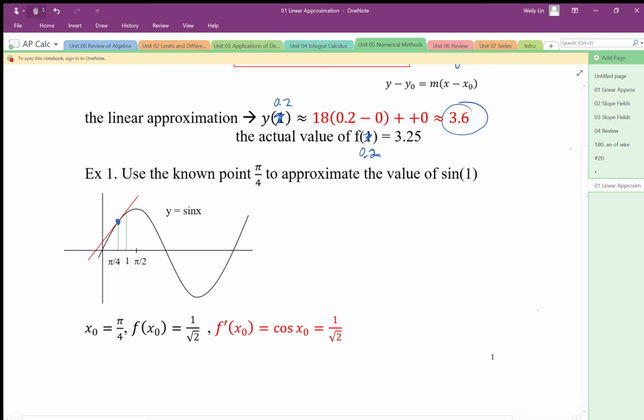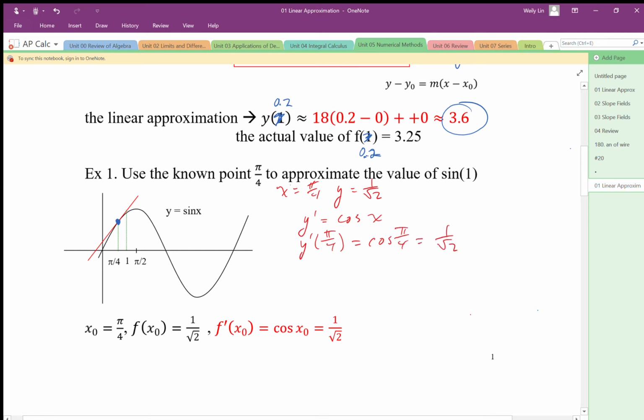Okay, so first of all, we want to find the x and y coordinate. At x equals pi over 4, y equals sine of pi over 4, which is 1 over root 2. That's our coordinate. We want to find the y prime value to calculate the slope. So y prime is equal to cos x, so the derivative at the point of tangency is going to be cosine of pi over 4, which is equal to 1 over root 2.